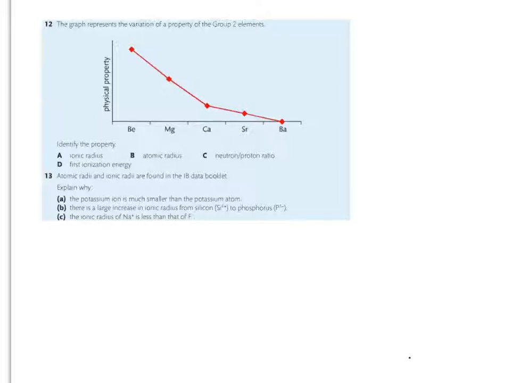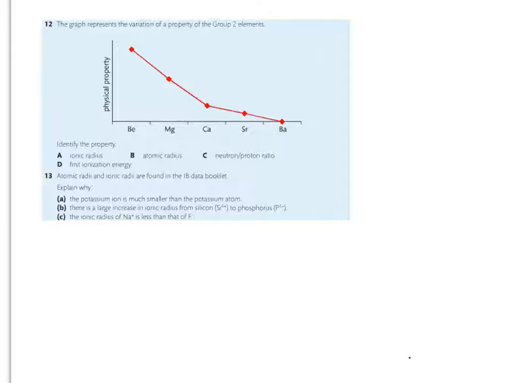And A says ionic radius. Well, they would all pick up a +2 charge. So ionic radius is actually going to increase because you add an energy level as you move down. B, atomic radius, same situation, it's going to increase. C, neutron to proton ratio, decreasing down.